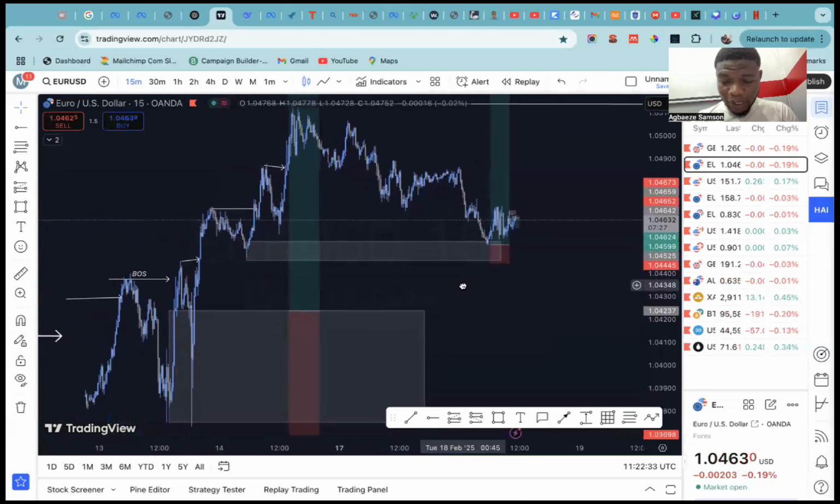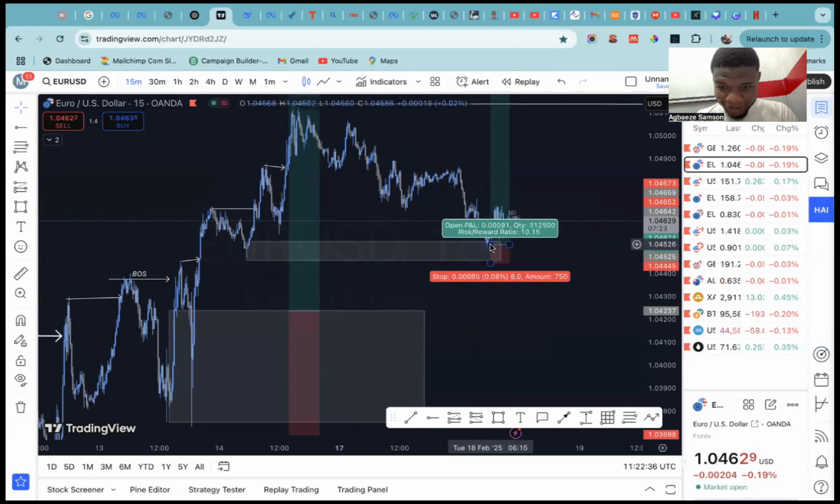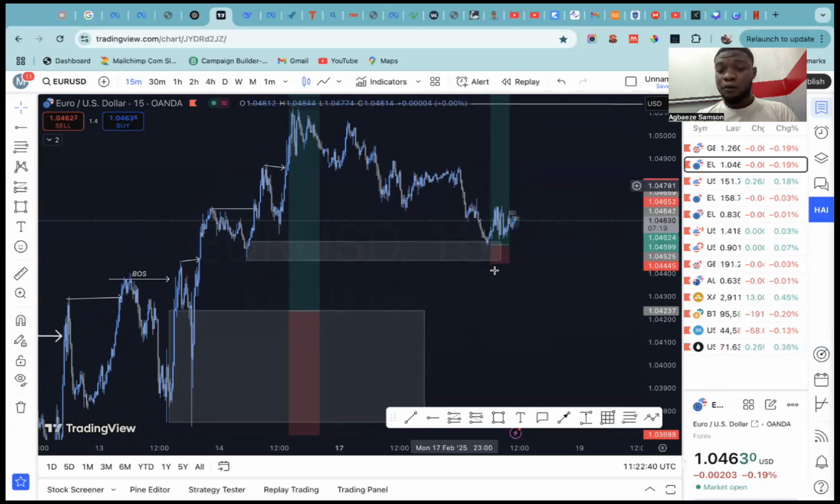So this is the zone that led to the breakout structure. What happened? The market has actually tapped into it and started doing the up movement for this trade. So at this point, I have taken my first trade as a swing trader. I've also taken my second trade as a day trader.